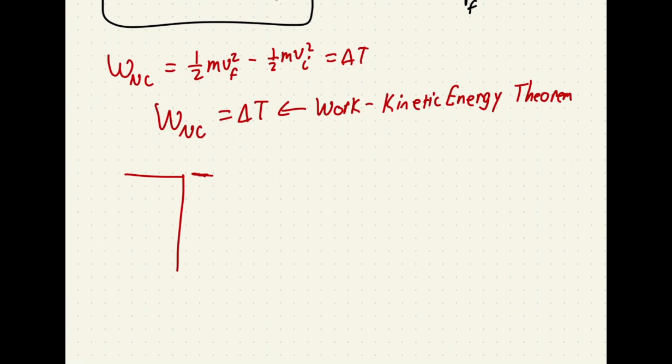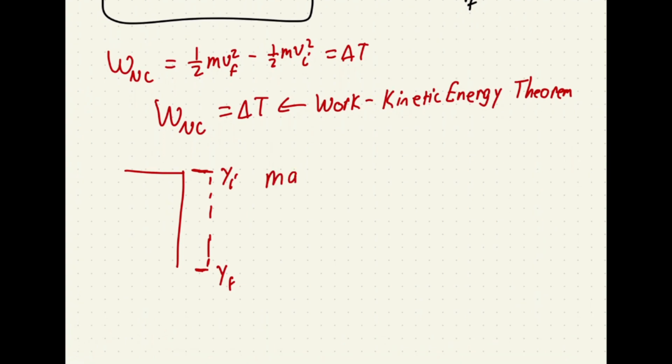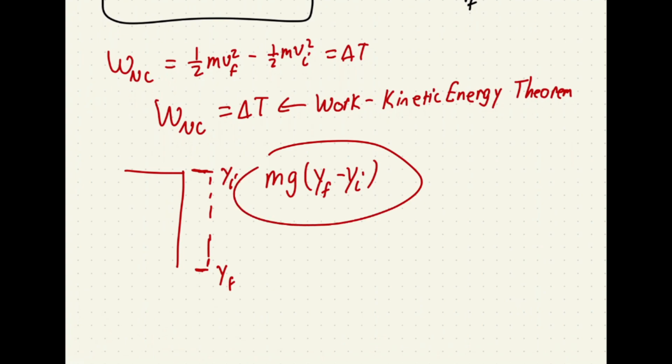So here I am at y initial, and down here, maybe this table or a building or something, is y final. If I drop this ball, it's going to go all the way down and hit that bottom point. And the change in gravity energy is going to be mg times y final minus y initial. So I just set up mg y final minus mg y initial, I factor out mg, and this is what I get. And that's delta Ug, right?